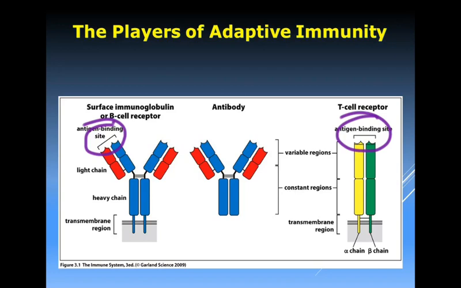And if they bind, they may not bind real strongly. They may just bind enough to send some stimuli down inside of that cell, because those antigen binding sites are very, very specific. And we'll look at that a bit here in this chapter, but even more in the next chapter. So these are the molecules on the outside of these players, these 2 types of lymphocytes that are important in adaptive immunity.